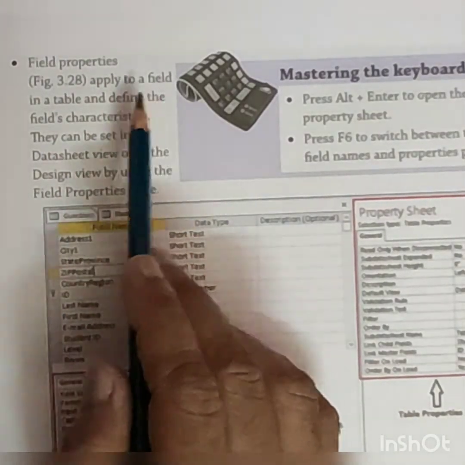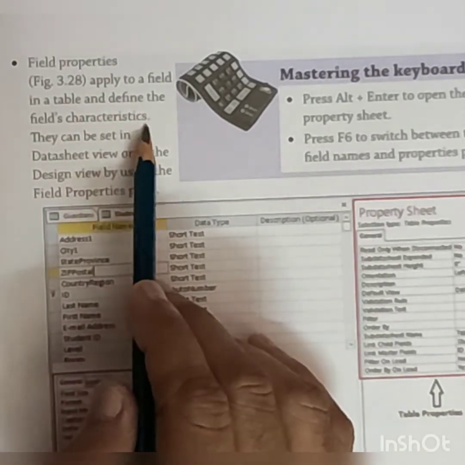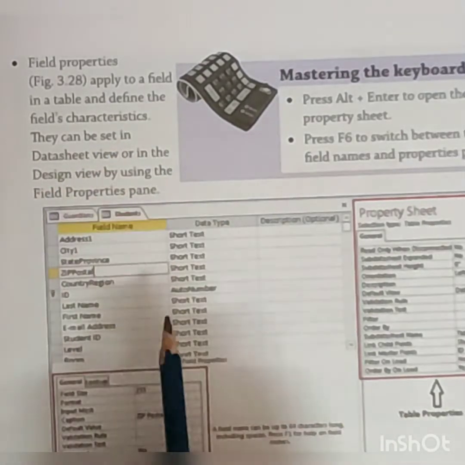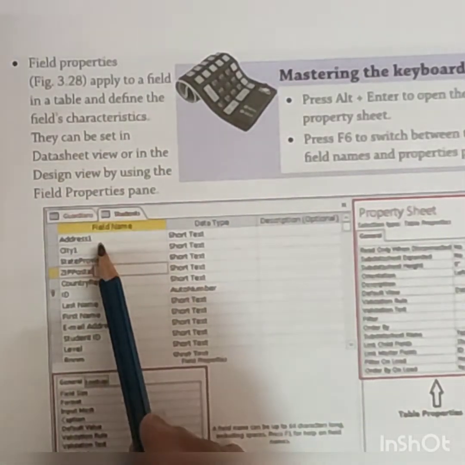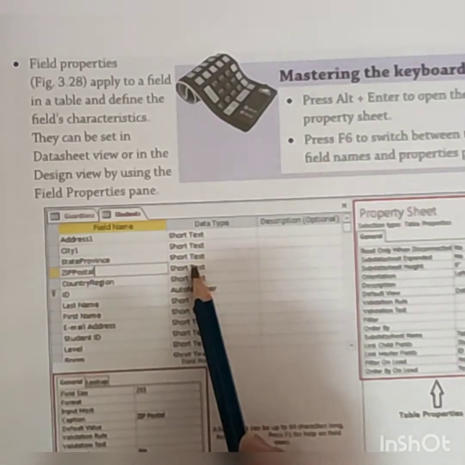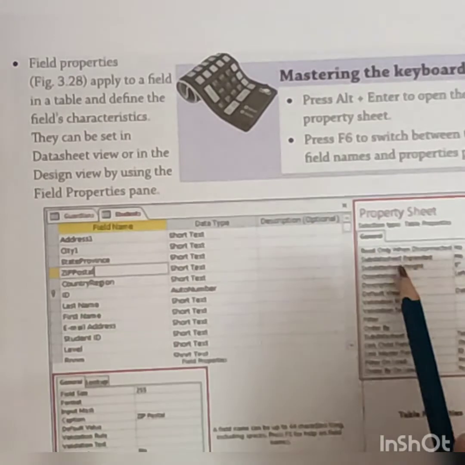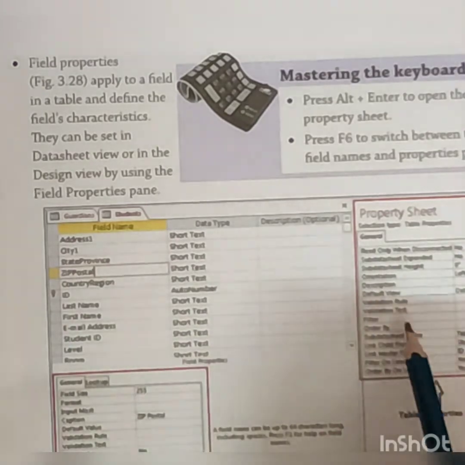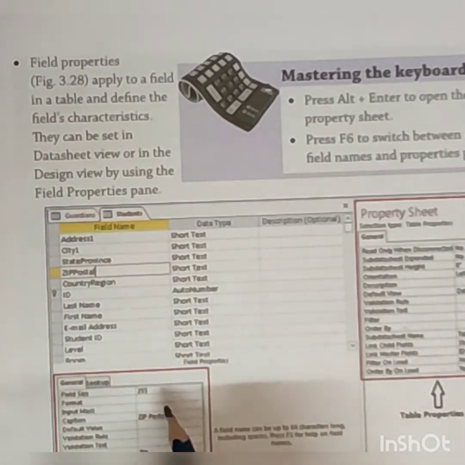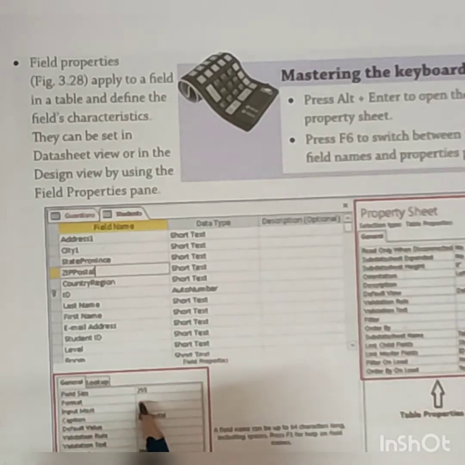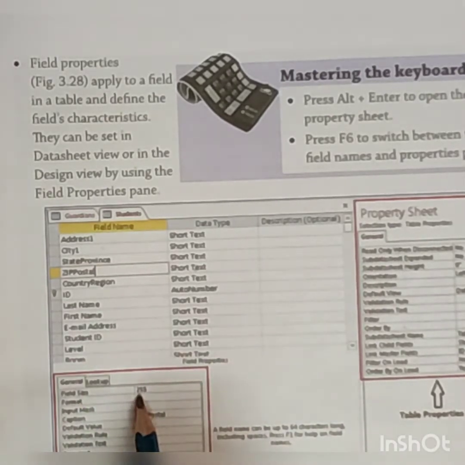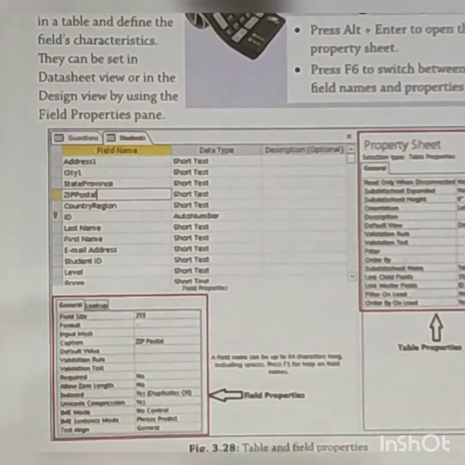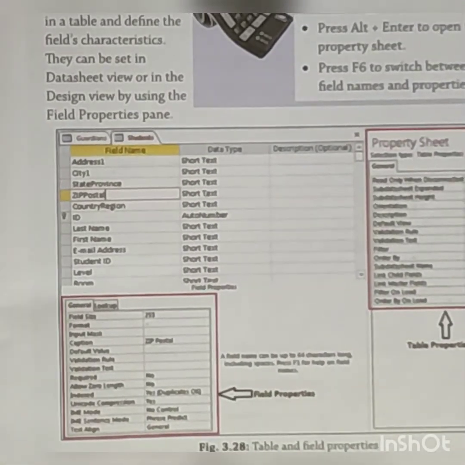Field properties apply to a field in a table and define the field's characteristics. They can be set in datasheet view or in design view. So we'll go to datasheet or design view. The field name is given and here the field data type is given. When you click on property sheet, these options are there. So you can adjust these things, or down here you will see this one. When you select this, it will be given. See here, field size 255. We already told that short text has a field size of 255. You will see this in datasheet view or design view.